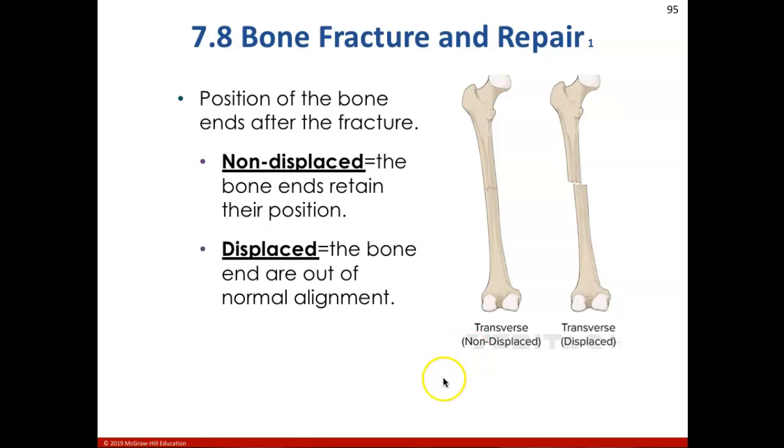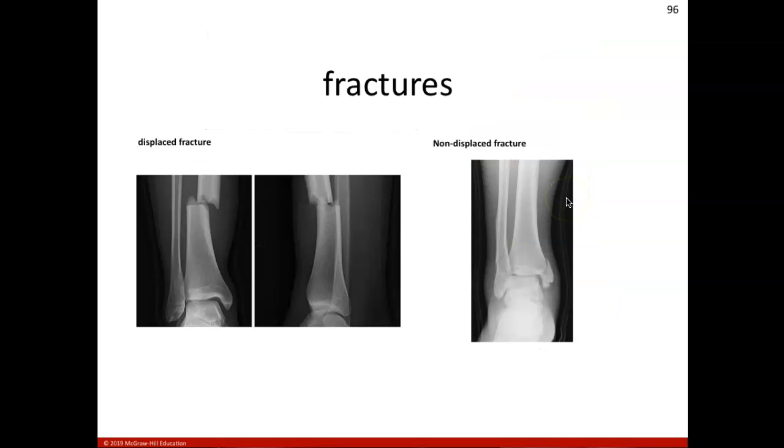Now we can also describe a fracture based on the position of the bone ends after the fracture. So if it is non-displaced, then the bone ends retain their position. But if it is displaced, that means the bone end is out of normal alignment. So here is a displaced fracture. You could see that on the tibial shaft, it has been shifted over. And then here is a non-displaced fracture of the fibula, where the bone is still in alignment, but of course we have a break within the bone.